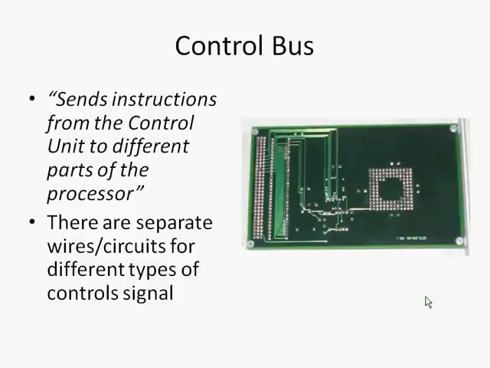So if we looked at the bottom of a CPU, for instance, I don't know if this is true, but maybe it is. Some of these lines, several of them there, they could be different parts of the control bus sending signals from and to the control bus to different parts of the CPU.